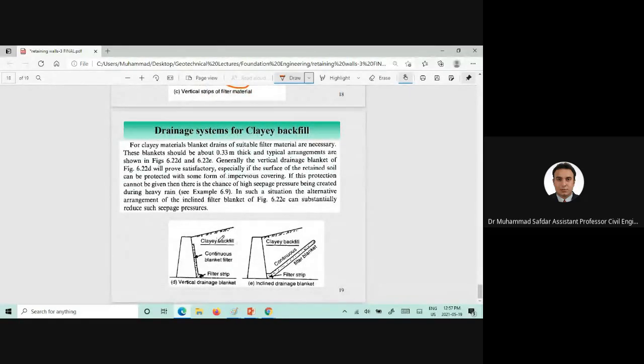Now, blankets can also be provided to enhance the dissipation of the excess water pressure, and they can also be inclined filter blankets just to enhance the dissipation or the drainage of that backfill material if we are using fine grained backfill material or the clay backfill material.